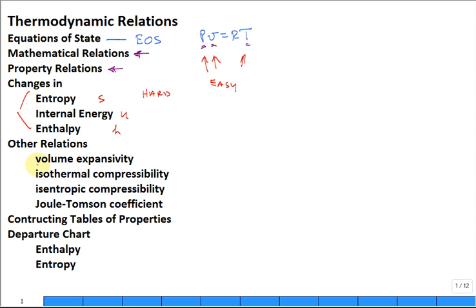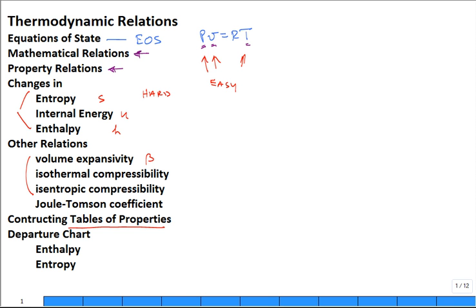Other relationships, the volume expansivity and isothermal compressibility, some other properties that we'll talk about hopefully today. The bottom line is how to construct the tables of properties that you take almost for granted. That's the backbone. And then there's some other departure charts. It's analogous to the compressibility chart.